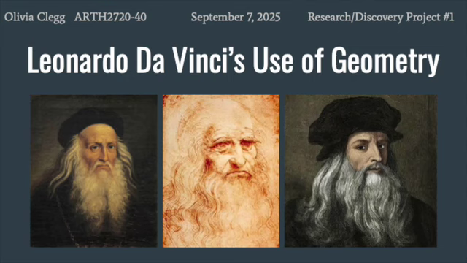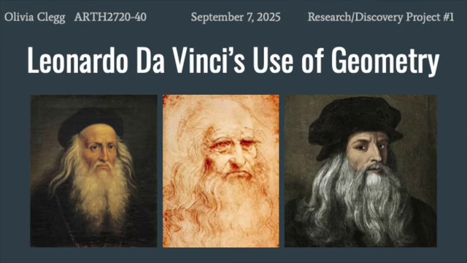In this presentation, I'll be talking about 5 specific examples: Salvator Mundi, The Last Supper, the Mona Lisa, Vitruvian Man, and some selections from his notebooks. All of these pieces will show how deeply he integrated geometric principles into his process.